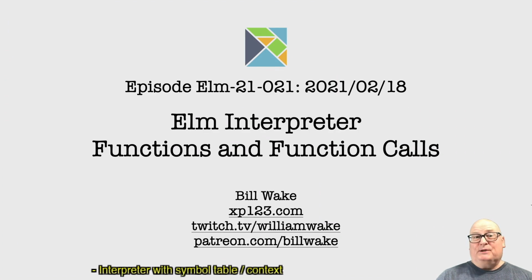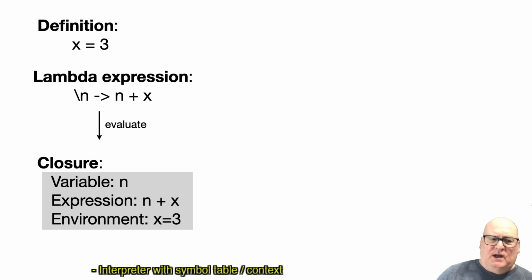We're here working on an Elm interpreter written in Swift, and we've come a bit of a ways. We've done constants of various sorts and an if statement, and finally the other day we started working on lambdas, so we're starting to get towards functions. And what we've done so far with this: we have simple definitions like x equals 3, that's legit. We've got lambda expressions, so backslash n is lambda n, and the expression is n plus x in this case.